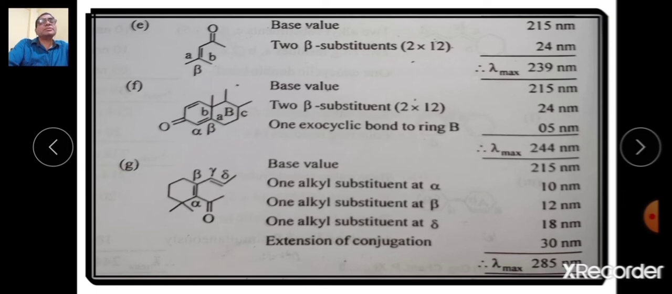More examples. In this first case, again an acyclic enone is there. This is the system, and here there are two substitutions on beta. On alpha there is no substitution. Base value 215 nanometer. Two beta substitutions, and therefore 2 into 12, that is 24, and therefore lambda max is 239 nanometer.